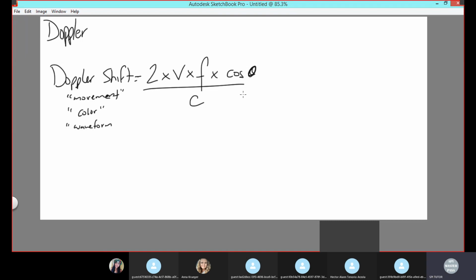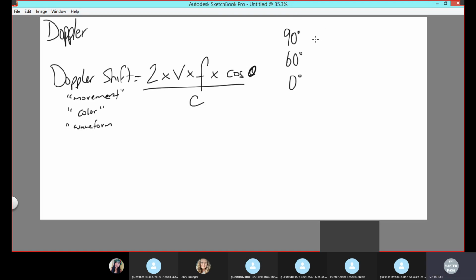Instead, it is the cosine of the angle. So if your angle goes up or down, that's fine. But what happens to the cosine value? Okay. There are 3 angles that you should know: 90, 60, and 0.